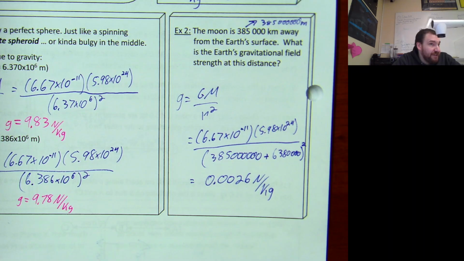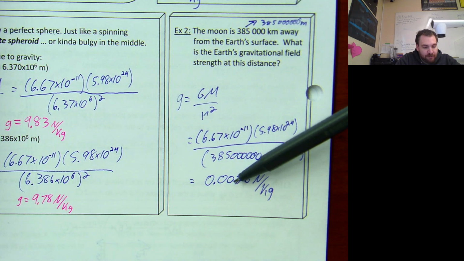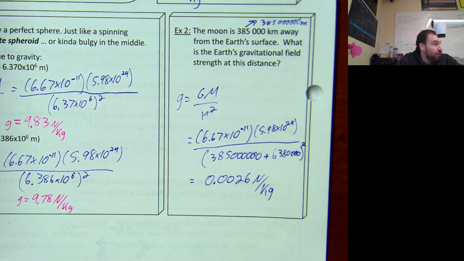Does anyone remember what the gravitational field strength of the moon is on its surface? Yeah, it was 1.6. Is that on the formula sheet, or did you remember that? It's on the formula sheet? No, where's my formula sheet? That's right beside me. g on the moon, 1.67 meters per second squared. The gravitational field strength of the Earth's gravity while you're on the moon, 0.0026. So the moon's gravity is 500 times stronger when you're on the surface of the moon than the gravitational field strength of the Earth. So yeah, you're never going to notice it.